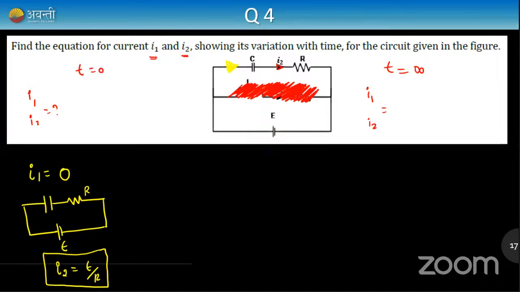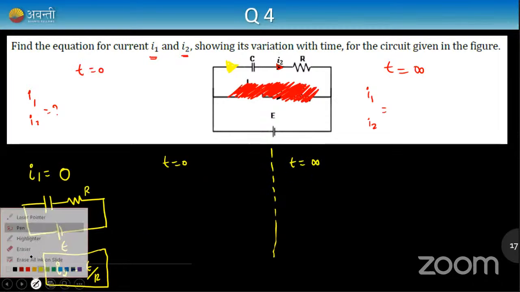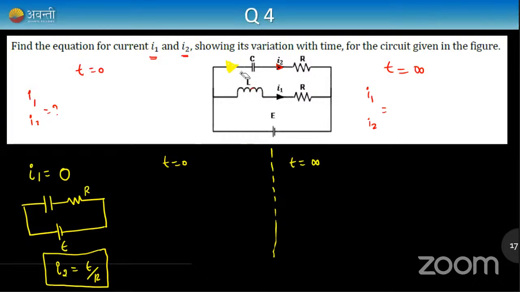Okay, so similarly, I'll do it for the other case. This is at time t equal to 0, right? Now I'll do it for a very long time, after infinite time. What will happen at infinite time? After infinite time, the capacitor will block all the current because the capacitor is completely charged now. It is blocking all the current. With all the current blocked, I can remove this completely. Therefore, I2 becomes 0 now. The current passing through the capacitor is 0. I2 becomes 0, and the remaining current will be how much?